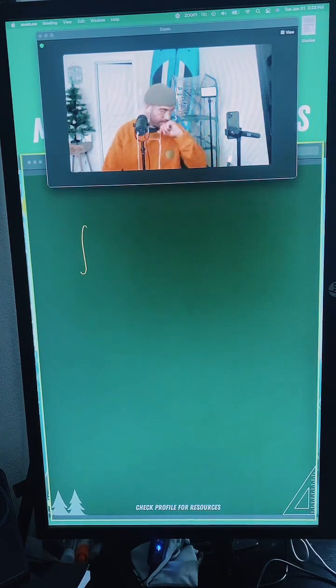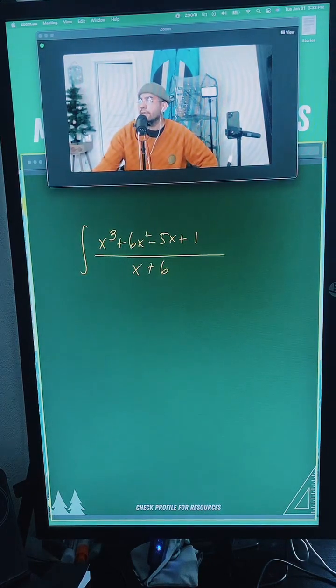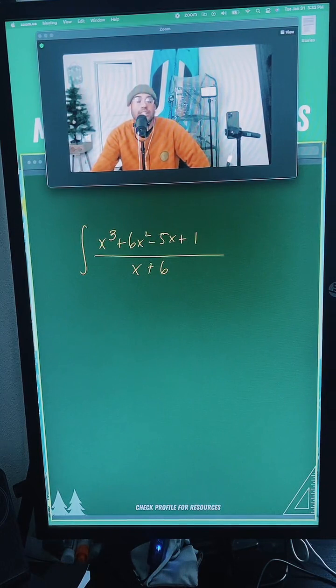Integral of x cubed plus 6x squared minus 5x plus 1 all over x plus 6. So who was it that said long division? Oh, Varis. Yes, Varis said long division. So we technically are going to do long division. But in honor of, who said it? Was it Gabriella? Yes, we're going to go ahead and use synthetic division here.